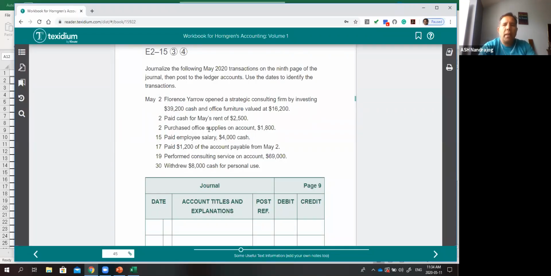It says May 2nd, purchased office supplies on account for $1,800. So on account means we did not pay cash for those supplies. We bought them on credit from our suppliers. So we eventually have to pay them. So that means that will be accounts payable. So office supplies is an asset which will increase because our office supplies are increasing by that amount, and accounts payable is a liability which will also be increased by $1,800. So to record this transaction, we would first write the debit entry.